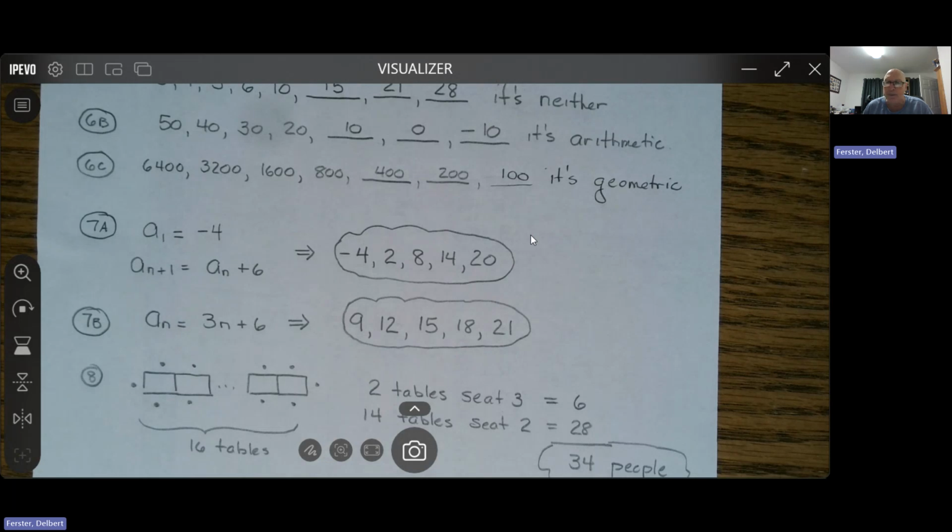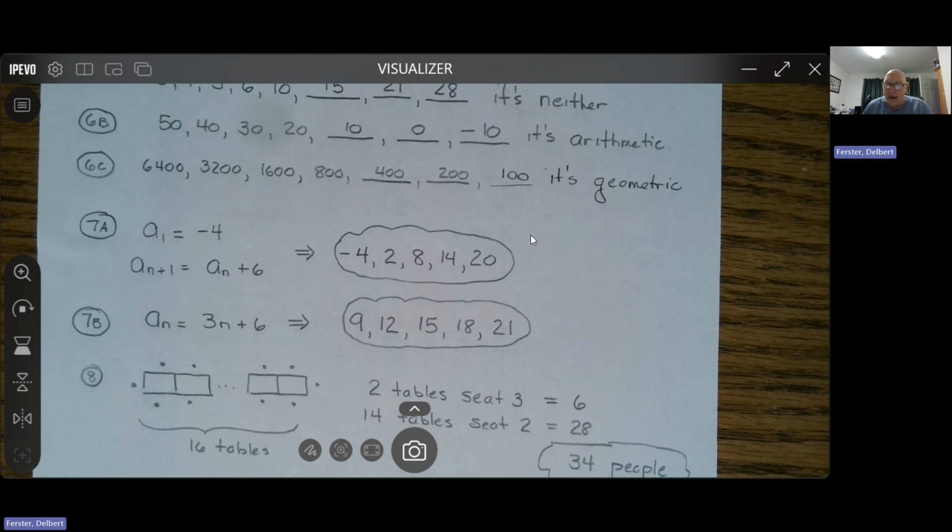That builds the third term. That's how the 8 got there. Now we'll use the 8 to build the next term, and you guessed it, we'll be adding 6. And last but not least, we'll take that 14 and we'll add 6 one more time, and that will create our fifth term. So the first 5 terms are -4, 2, 8, 14, and 20.